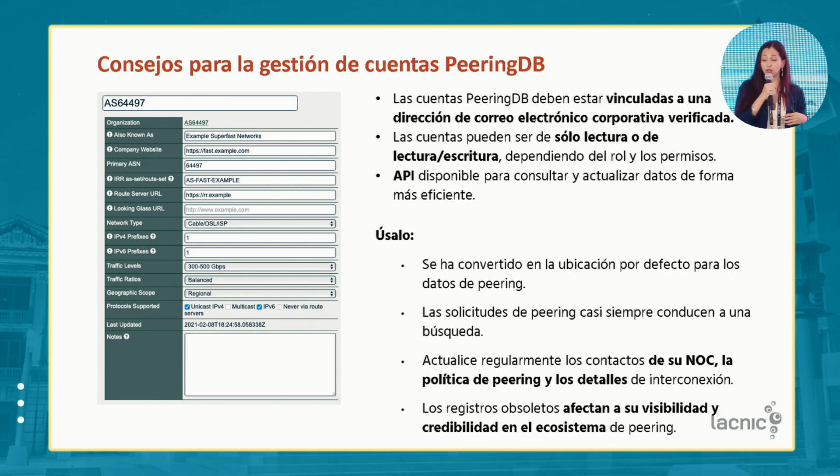There are several APIs also, so that the updating can be done automatically, and so we are more efficient. It's one of the most used tools for peering data. When we are establishing a peering relationship with a provider, then it's very common that we are requested to be here in this platform, in this PeeringDB.